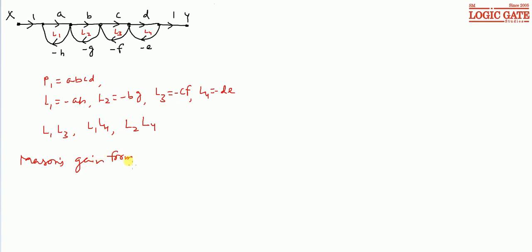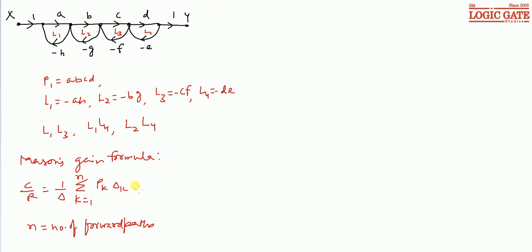To find the closed loop transfer function, C by R is 1 by del summation of Pk del K, where K is changing from 1 to N, where N is the number of forward paths. This equation can be expanded as 1 by del, P1 del 1 plus P2 del 2 up to Pn del n, where Pk is the gain of the kth forward path.